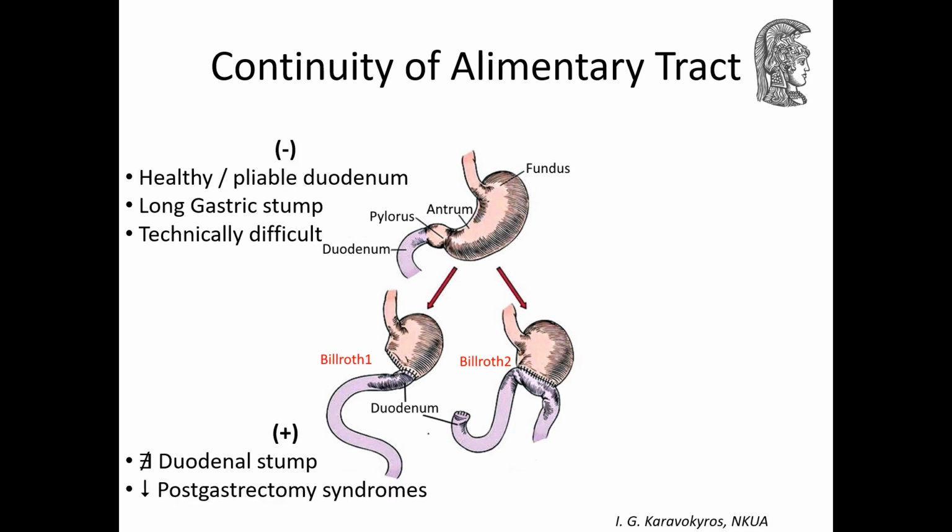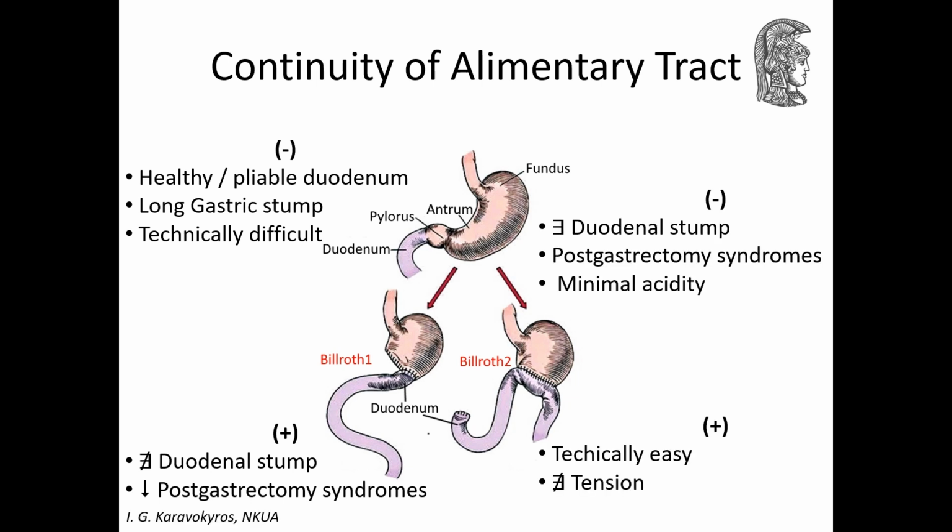Billroth 1 reconstruction resembles the normal track and does not lead to many of the post-gastrectomy syndromes. It requires both a healthy duodenal stump and a sufficient length of gastric remnant for a tension-free anastomosis. On the other hand, Billroth 2 anastomosis avoids tension in the anastomosis but requires a safe closure of the duodenal stump.